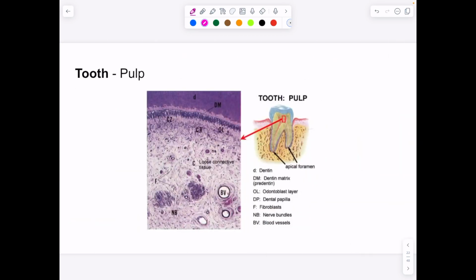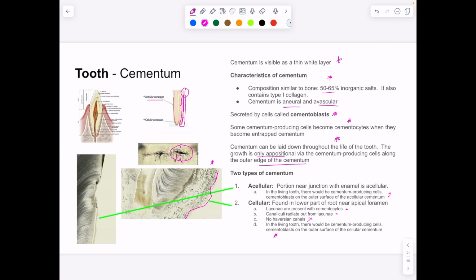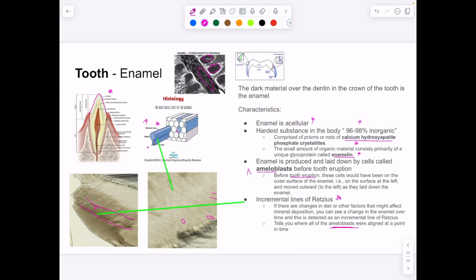Okay, then we have our pulp, and just notice loose connective tissue. You do have fibroblasts theoretically here. It's really small. Our odontoblast layer, which is producing predentin, so a layer of odontoblasts, and then here you have dentin, and then this is the predentin that has yet to mineralize, that's produced by the odontoblasts. Okay, and then remember, cementum is produced by cementoblasts, and enamel is produced by ameloblasts, right, which kind of looks like the word enamel a little bit if you were to mix it up.